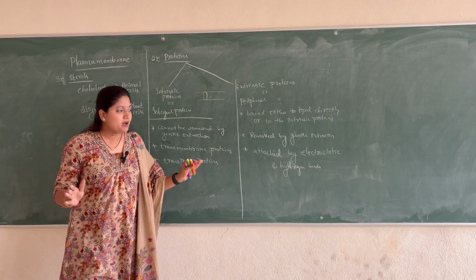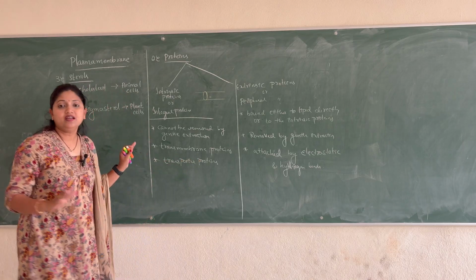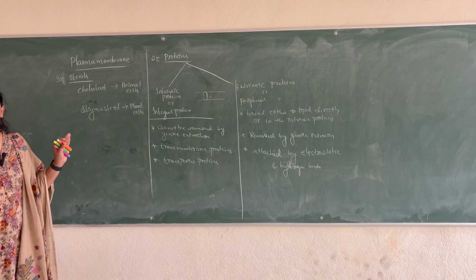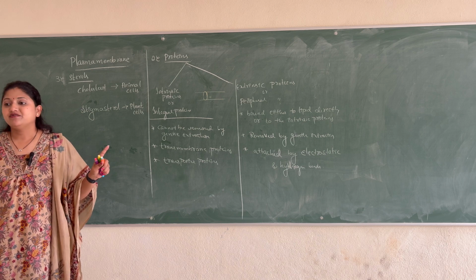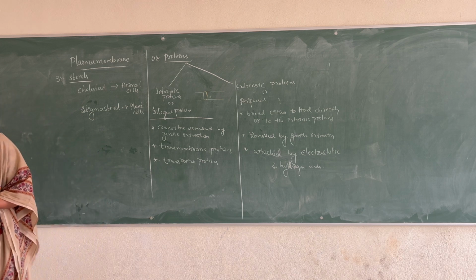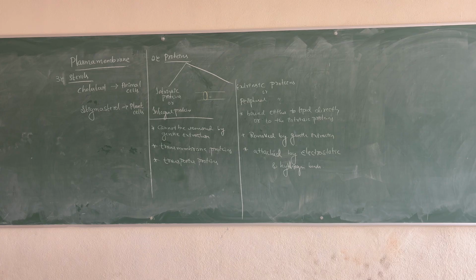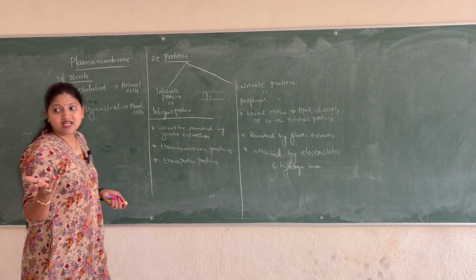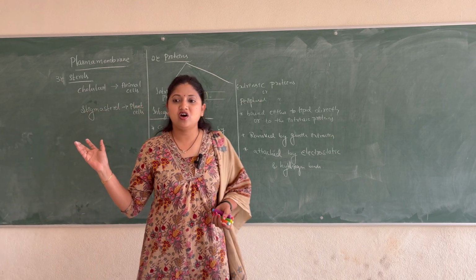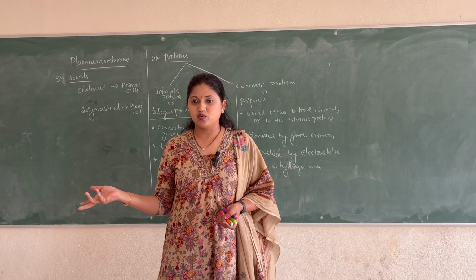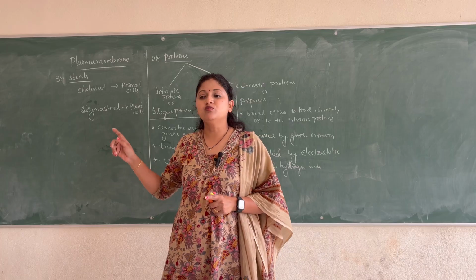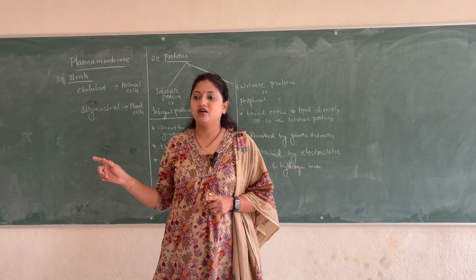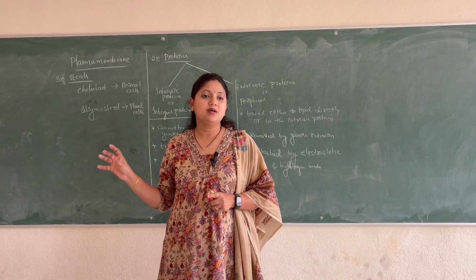So the plasma membrane has components: the first one is the lipid, the second one is the protein, the third one is the carbohydrate. But we won't be studying the carbohydrates separately because they never stay separate. The carbohydrates are present either as glycolipids, which we have seen, or as glycoproteins. Clear with the components? So if this is clear, we shall move to the diagram of the structure of the plasma membrane.